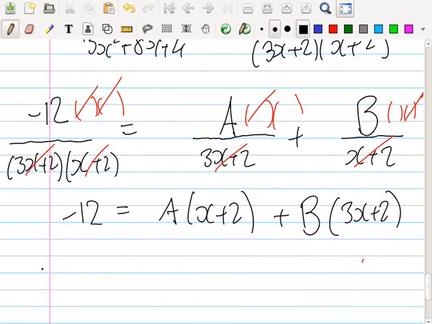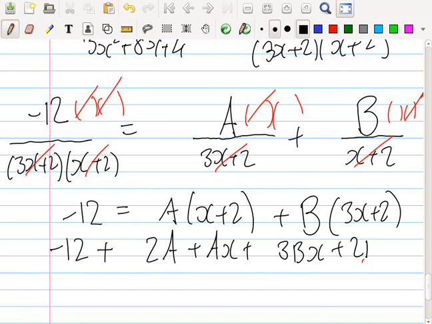Now I open up the brackets. Right, that's an equals there, of course. And I group terms together.